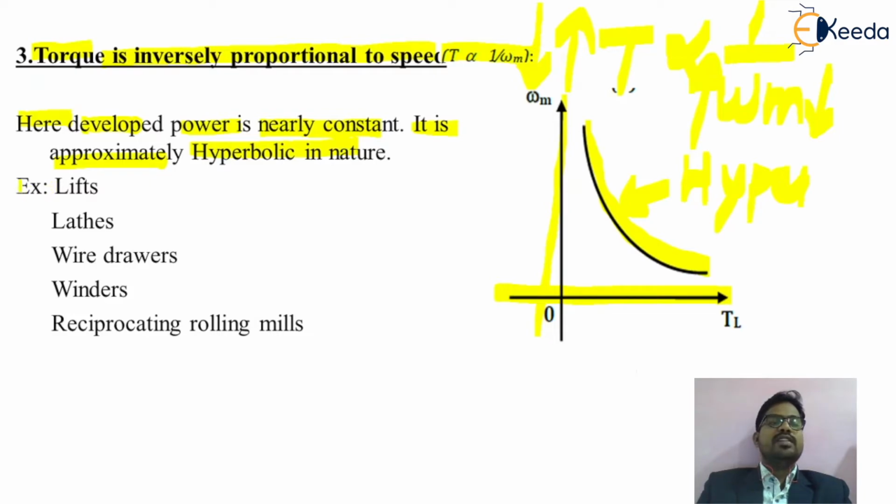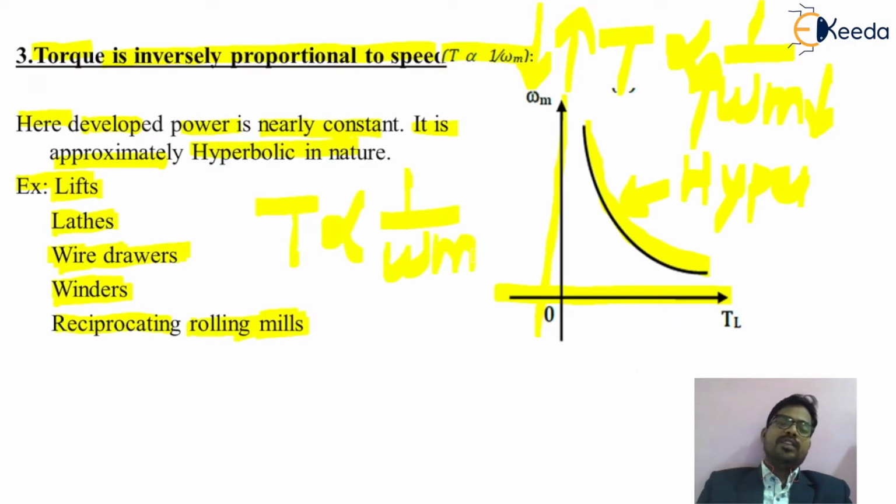The applications where we use such torque are lifts, lathe machines, that is mechanical turning machines, then wire drawers, which are used to draw wire from the stakeholders, and the next application is the winder in industry. Similarly, torque inversely proportional to speed is used in reciprocating rolling mills. This will be the nature of your torque.